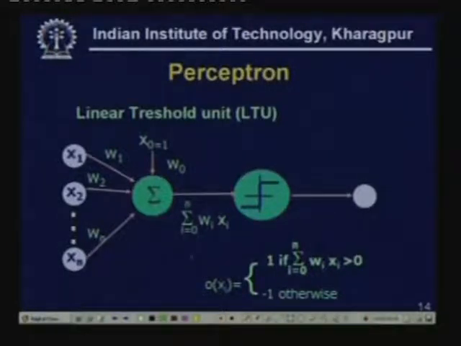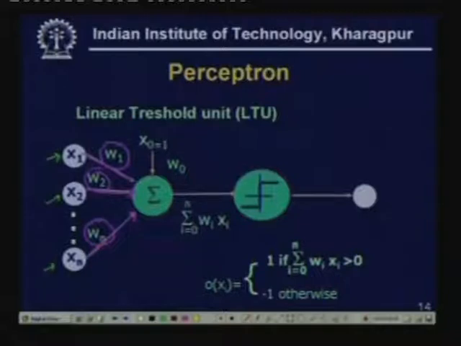In a linear threshold unit, the unit can take a number of inputs. X1, X2 up to Xn are the different inputs to this unit. These inputs are connected to this LTU via some arcs, and there are weights associated with each of these arcs. For example, this arc has a weight of W1, this arc has a weight of W2, and this arc has a weight of Wn.